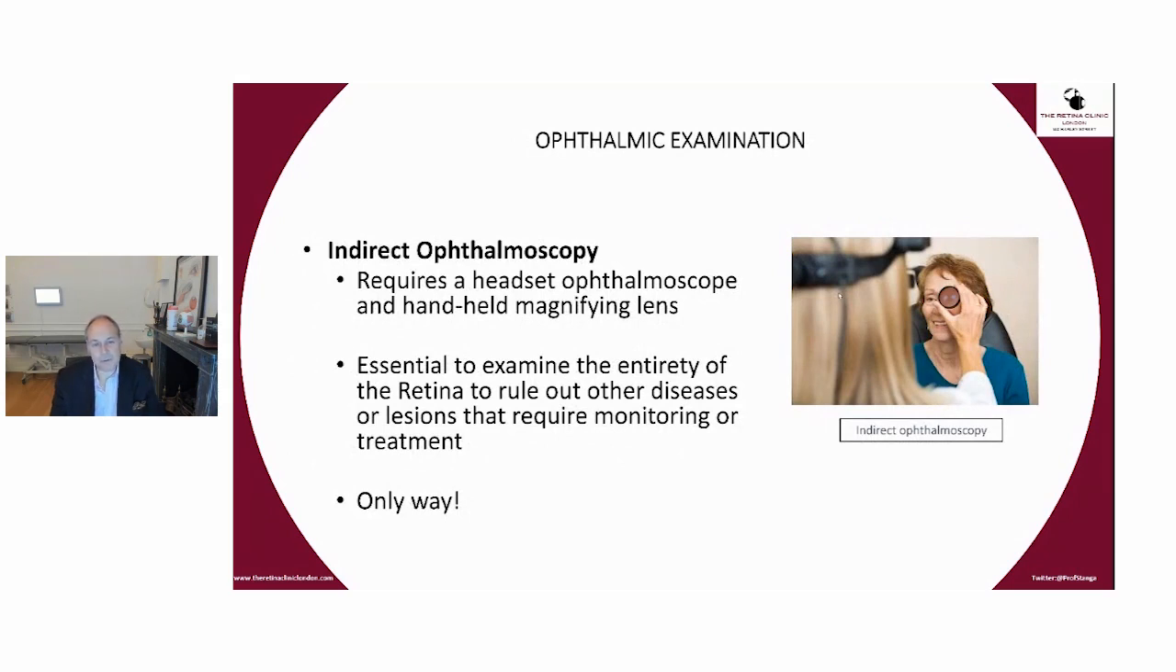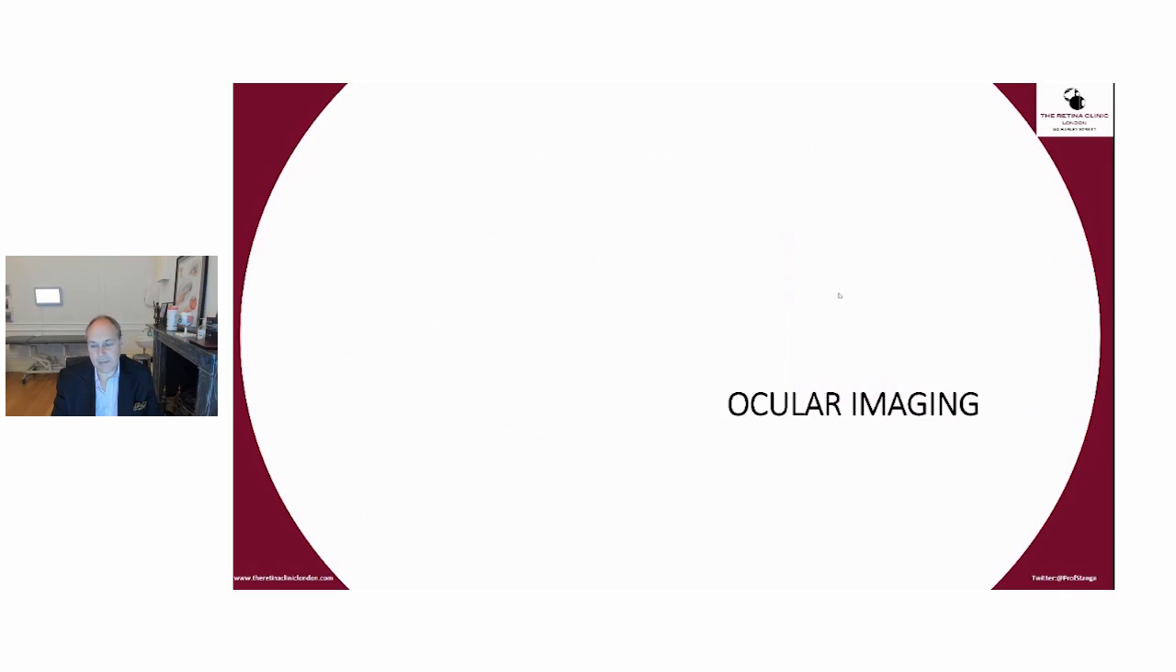It is important not to limit ourselves to examining the macula. We have to examine the entirety of the retina. It's important to rule out other diseases or lesions that may require monitoring and treatment and may be independent from age-related macular degeneration. And the only way to see the entirety of the retina is to do indirect ophthalmoscopy. So we wear a head scope and we place a lens in front of the eye.